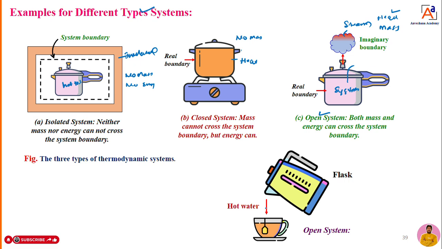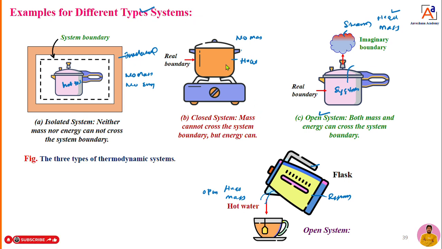One more example for an open system is a thermoflask. Initially, when it is closed, it is an isolated system. When we pour hot water into a cup, water is getting transferred from the system to the surroundings. When it is completely closed, it acts as an isolated system. When we pour the water into the cup, hot water is getting transferred, which means it is crossing the system boundary. There both heat energy and mass are transferring. If both mass and heat transfer take place, then we can call it an open system.